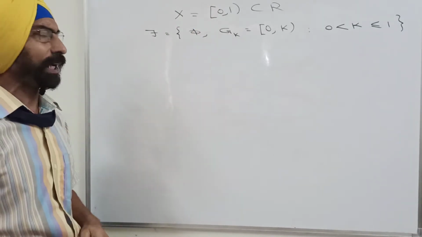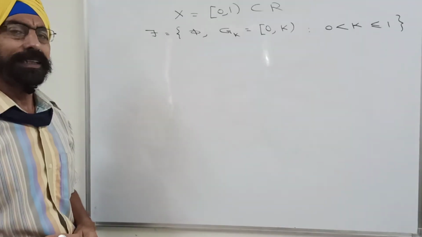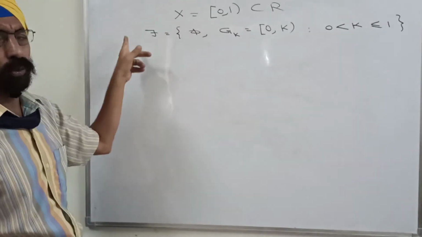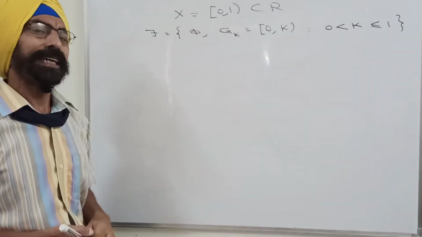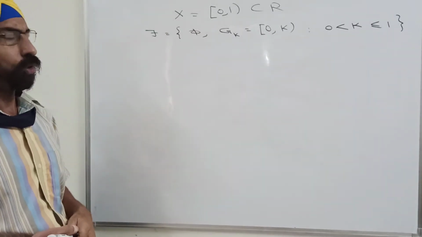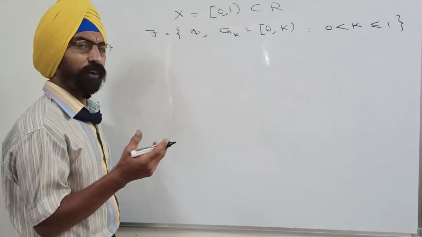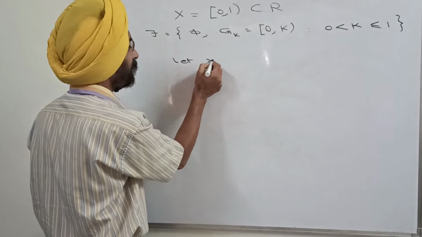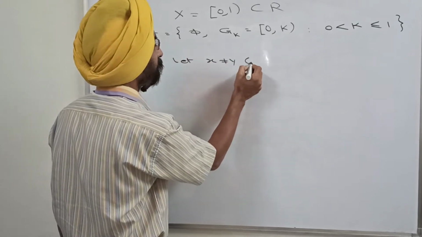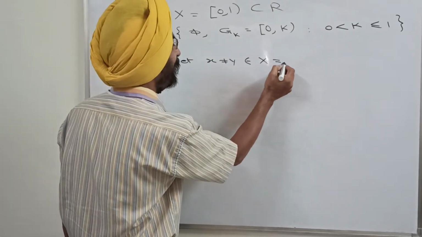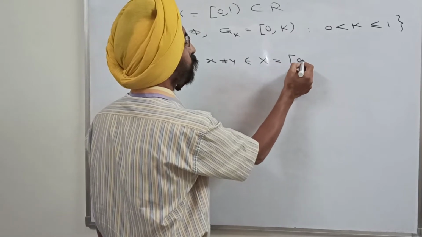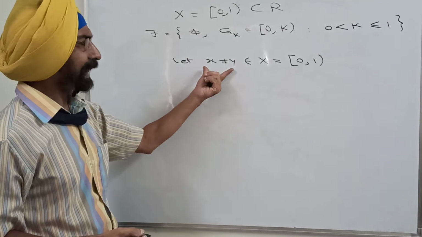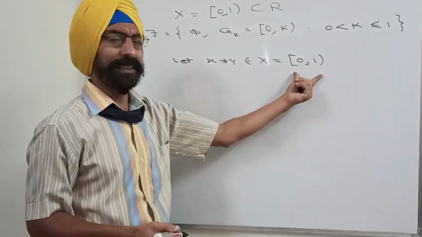Now we are to show that this topological space X with the topology tau is a T0 space. So how? First of all, you have to take two members from X. So let x not equal to y belong to the set X. X means closed 0 to open 1. That means x and y both are in this interval.